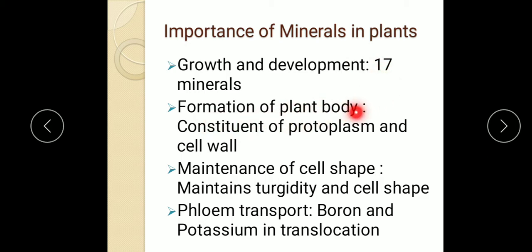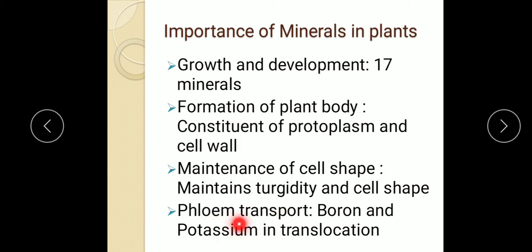Then, the formation of the plant body: several minerals are constituents of protoplasm and the cell wall. Minerals are required to maintain the cell shape also in plants. So the minerals are necessary for the absorption of water and maintenance of cell turgidity and cell shape.